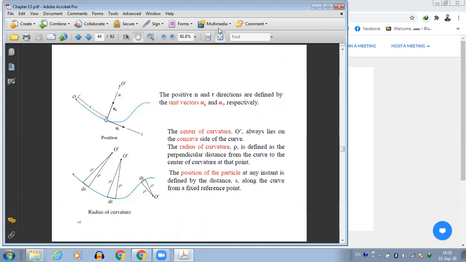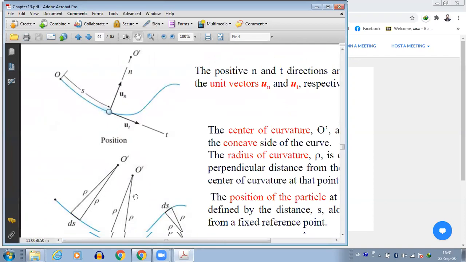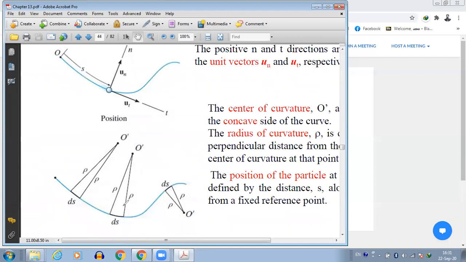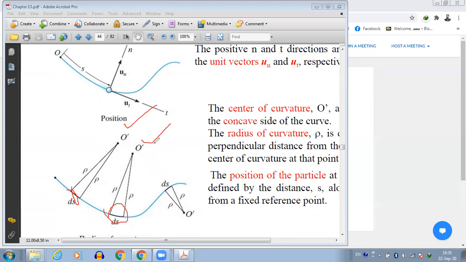Now whenever we have a curvature, whenever it is a curved path, you will find that for a curvature there is always going to be a radius. So there is always going to be a center of curvature. Let's say for this part of the curvature, the center of curvature will be here. For this part of the curvature, the center of curvature will be here. And corresponding to the center of curvature, there will always be a radius of curvature. So the radius of curvature as well as the center of curvature will keep on changing from point to point as the particle moves along the path.